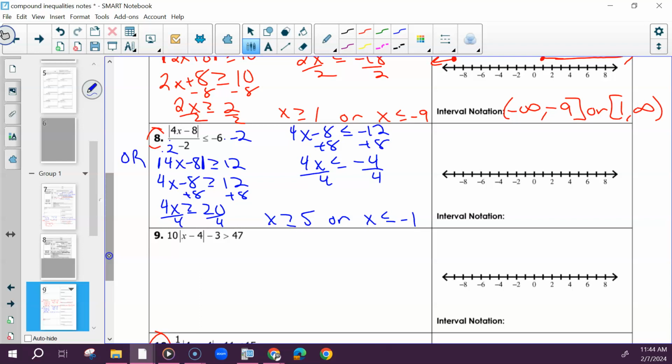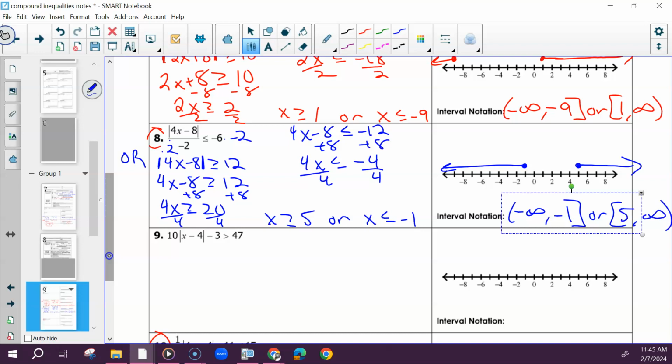-1, but yeah. And then interval notation is going to look very much like the last one. Negative infinity, -1, bracket, or bracket, 5 to infinity. Any questions on number 8?